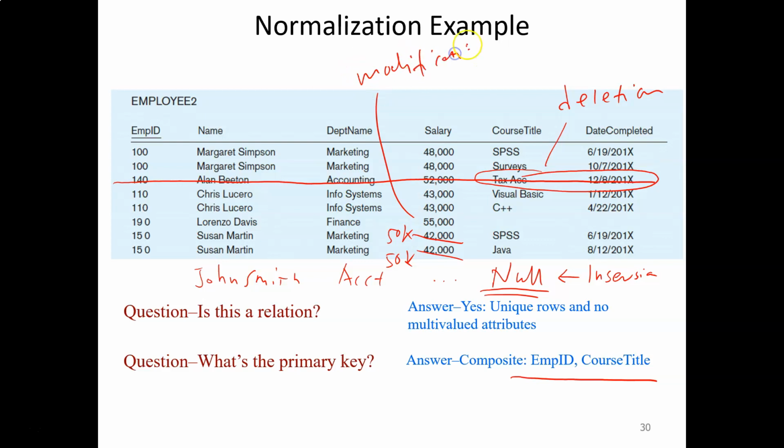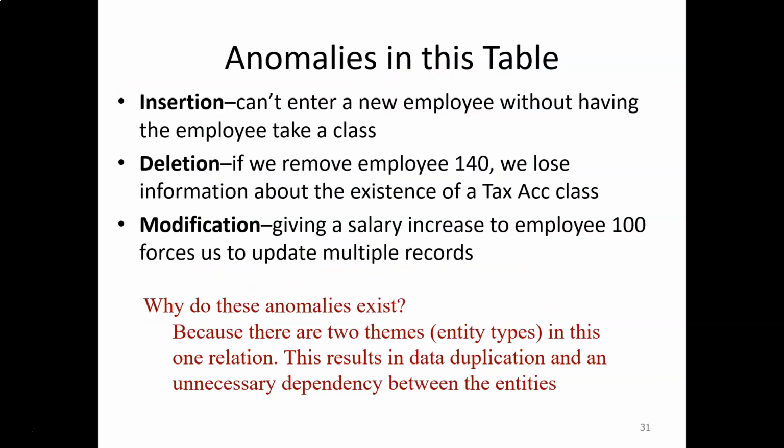So the reason why there are these three types of anomalies is because this table is too big. It contains information about multiple entities. It's got information about the employee. It's got information about the course the employee takes. That's why the table has all these anomalies. So in this case, we need to go through the data normalization process to decompose this table into smaller and well-structured tables to get rid of these anomalies. This slide shows you the anomalies that I just mentioned in the previous table.